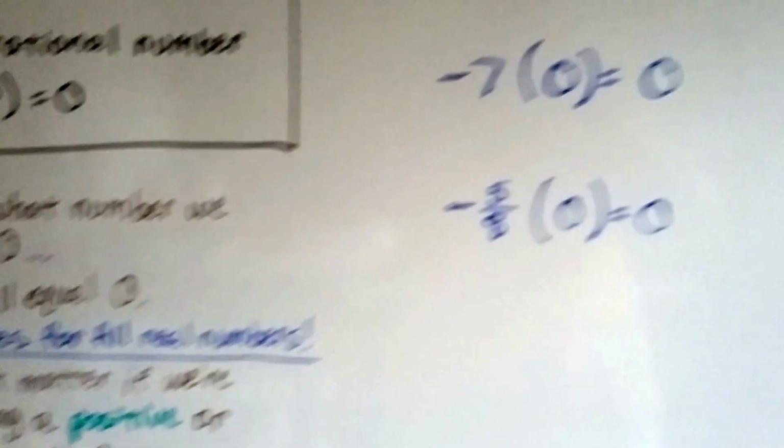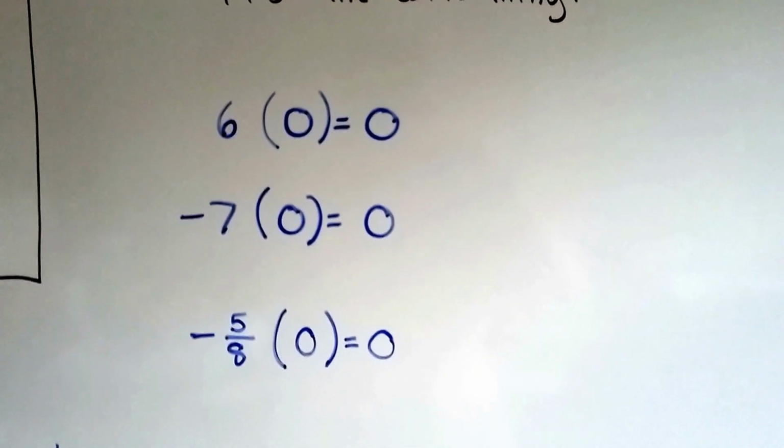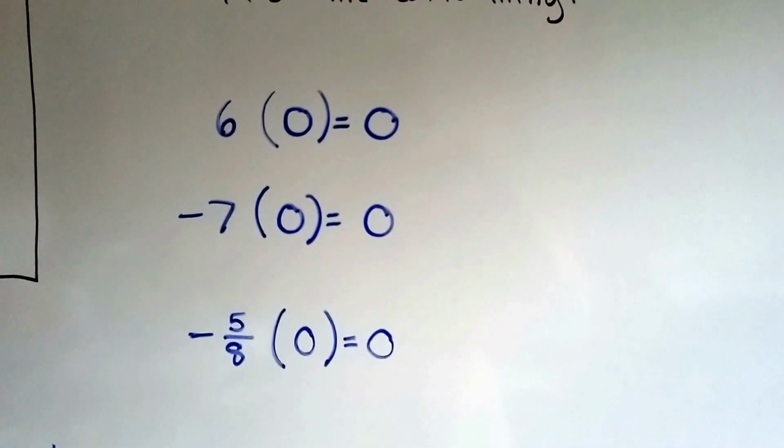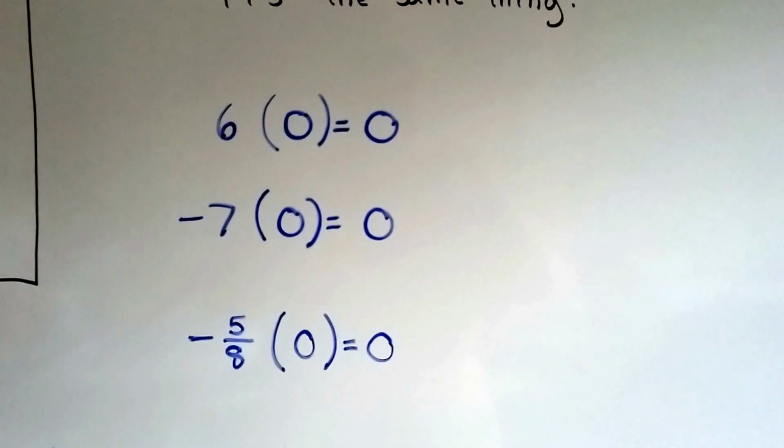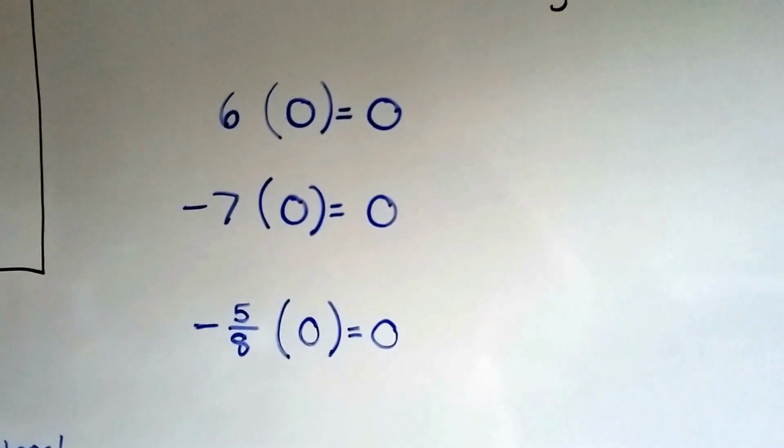Okay? So if we have 6 times 0, it's 0. Negative 7 times 0 is still 0. Negative 5/8 times 0 is going to be 0. It doesn't matter if it's a decimal or a fraction, positive or negative. Anything multiplied to 0 is going to be 0.